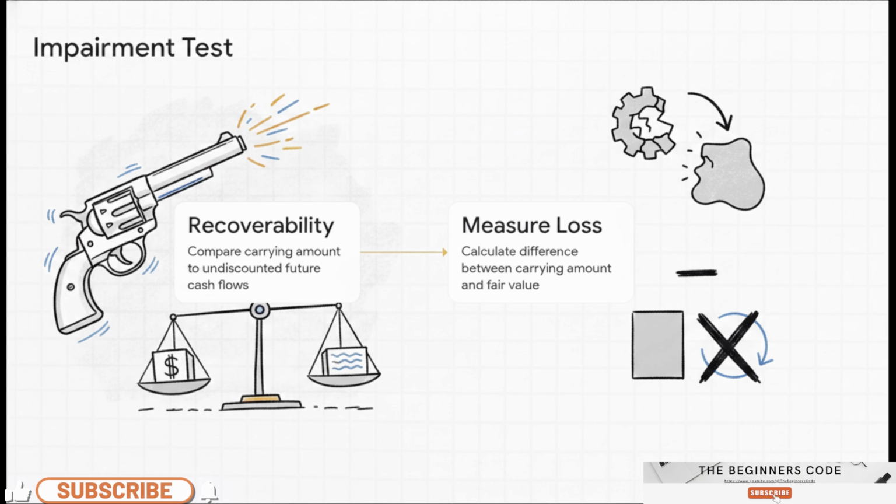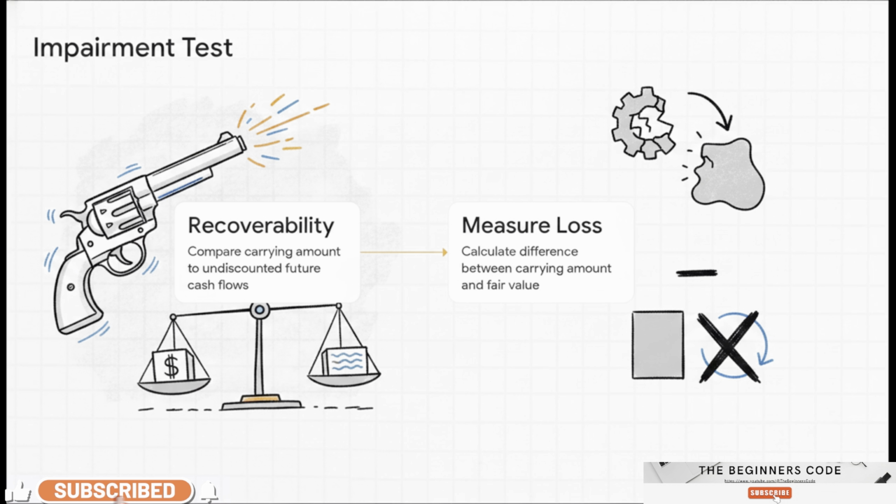Basically, you compare the asset's carrying amount on your books to the undiscounted future cash flows it's expected to generate. If the carrying amount is higher, it fails the test. Simple as that. Then you move straight to step 2 to measure the actual loss, which is just the difference between the carrying amount and its true fair value.